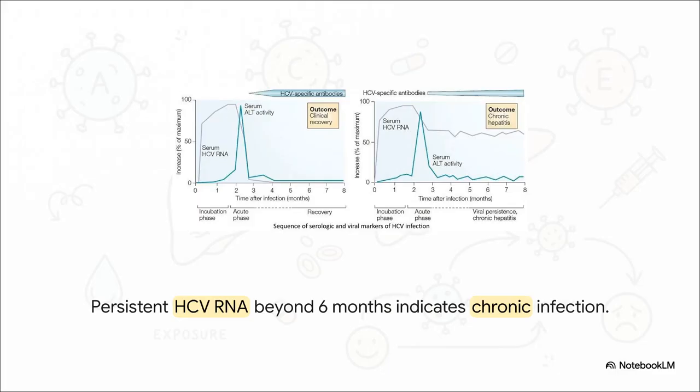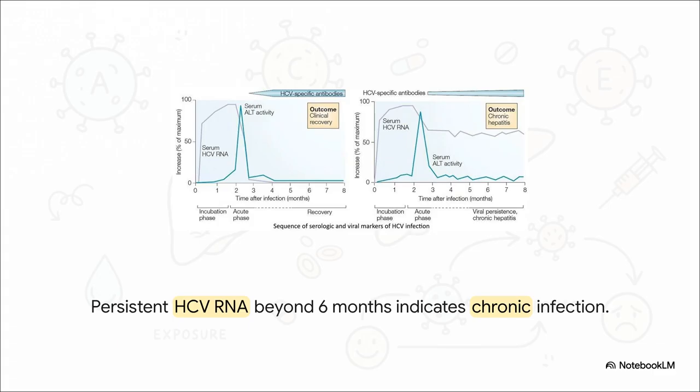When you're mapping the serology out, watch how serum HCV RNA behaves entirely differently depending on the patient's long-term immune response. HCV RNA is your absolute first detectable marker of infection, often appearing within just a few weeks of exposure. In stark contrast, anti-HCV antibodies might not become positive until 2 to 6 months after the initial event.